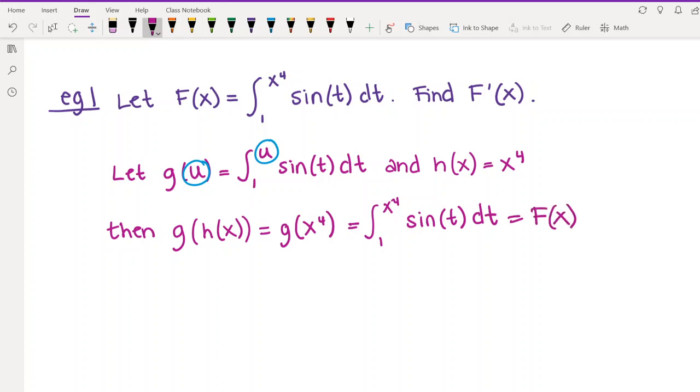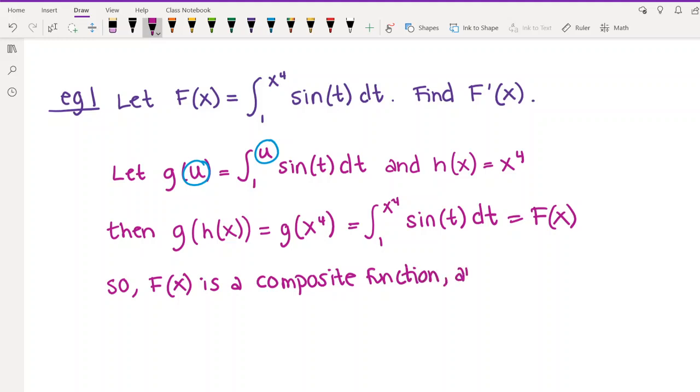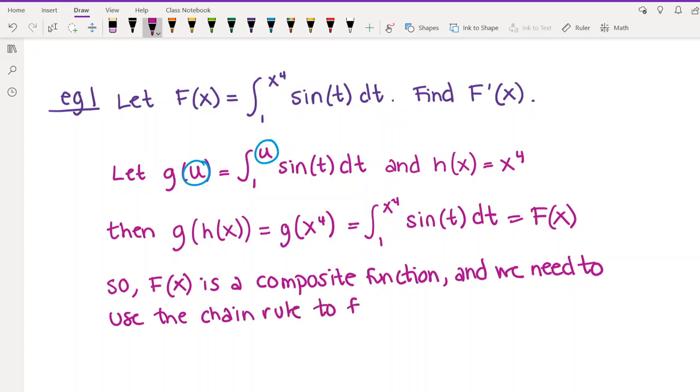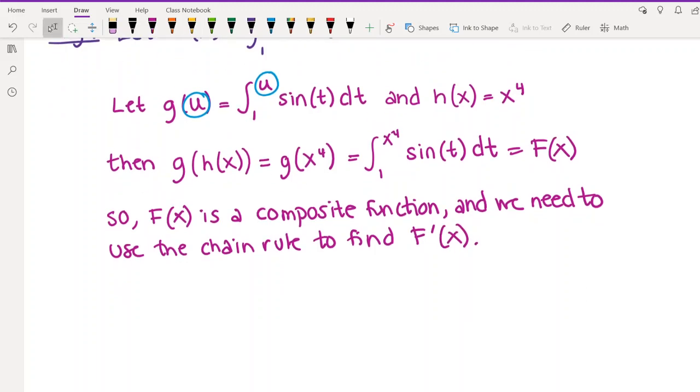So basically, we just showed that f of x is a composite function. So this area function we're dealing with now is a composite function, and we need to use the chain rule to find its derivative, to find f prime of x. Okay, so let's see how that's going to play out in this case.